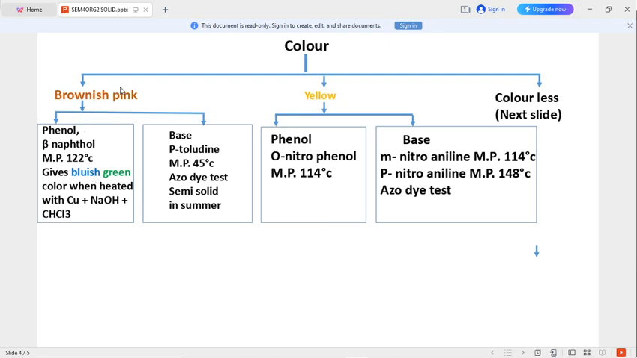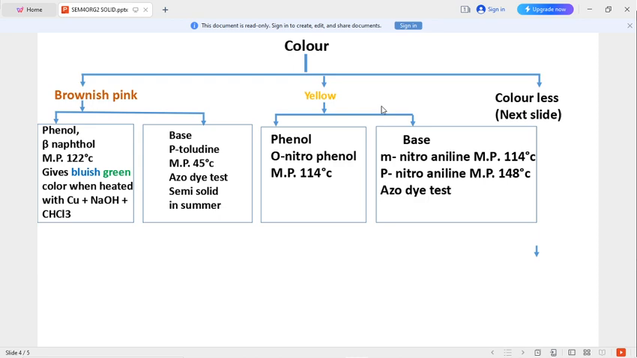And if your brownish pink compound is found basic in nature, then it will be paratoluidine. Paratoluidine is a compound with a very low melting point, only 45 degrees Celsius. By the summer, April end or May, when you will have your exam, it will be in a semi-solid form because it will be slightly melted. All bases invariably have an amino group. So you can also confirm the presence of a base with the azo dye test, but mind well, it is not the test of the substance, it is the test of the amino functional group. So only two options are there when your compound is brownish pink.